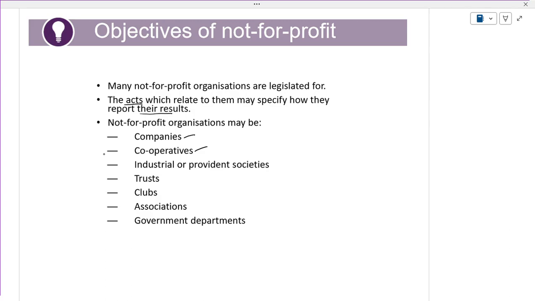No. Gayatri, any idea about cooperative society?